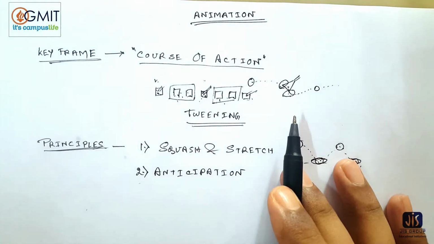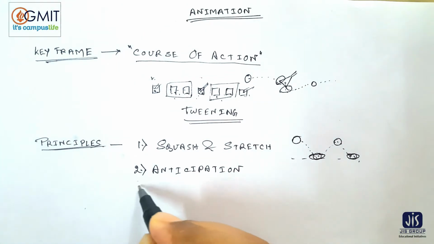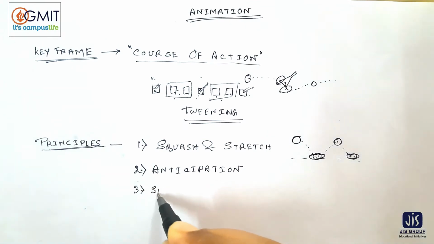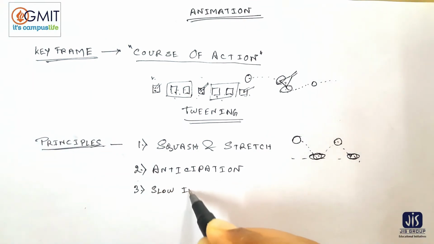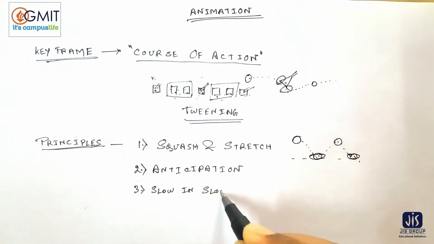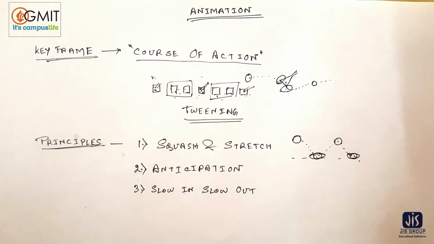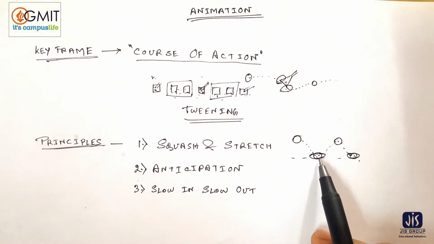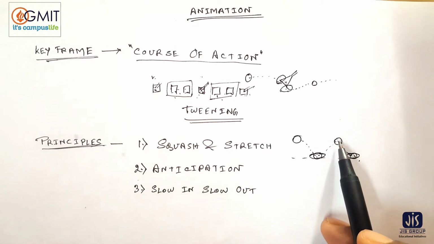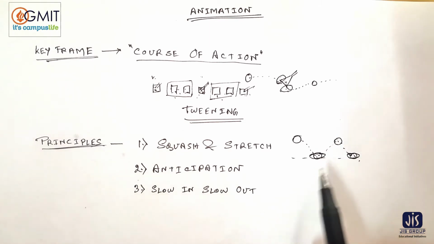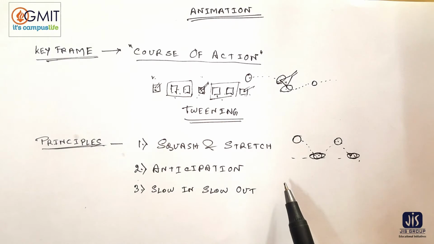Next point, slow in and slow out. A bouncing ball may be an example of slow in, slow out. Whenever it hits the first time, then gradually it slows down.